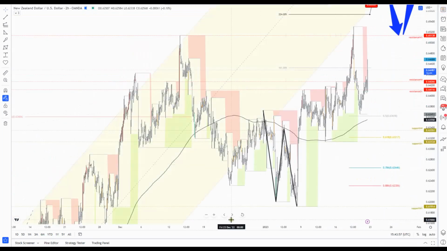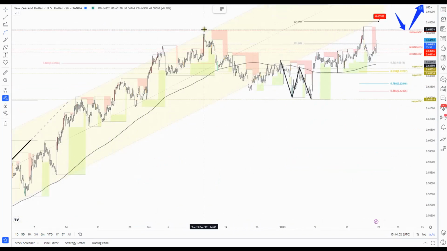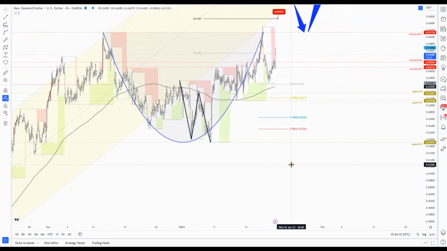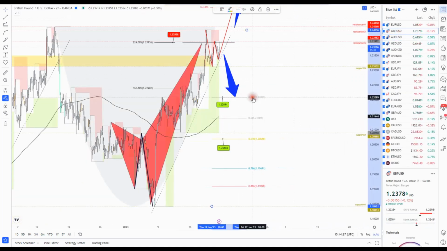Let's check the Kiwi. The Kiwi may also form, it's very similar to the others, specifically the cable. It may also form the cup and handle formation, and I like the Kiwi because it was already forced to pull back almost to the 50% Fibonacci retracement level. Instead, as I showed you before, the cable is not even trading at the 38% Fibonacci level, which is positioned at 122.08, so we are far away from those levels.